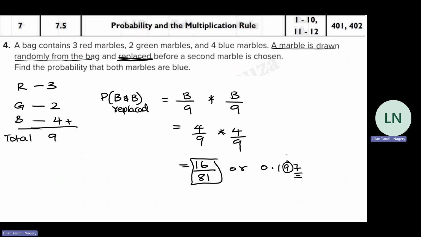Round to the nearest hundredth. Always round to the nearest hundredth if the question doesn't tell you. If it tells you, you do what it says. So this will be 0.20, or approximately 20%. You box your answer. Okay. So that's how you do that. Make sure that when replaced, the denominators will be the same. And you wanted blue and blue. So the number was not changing.